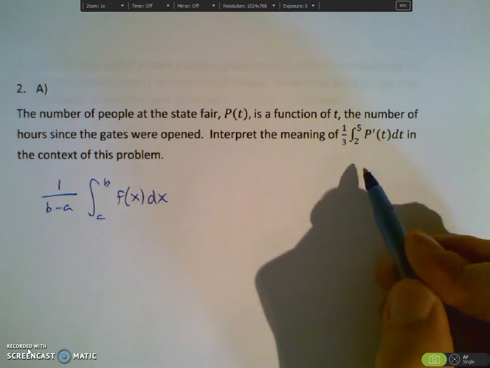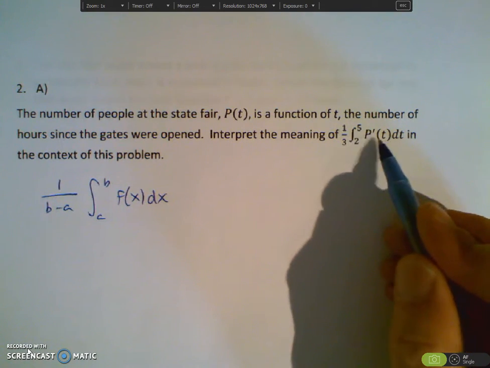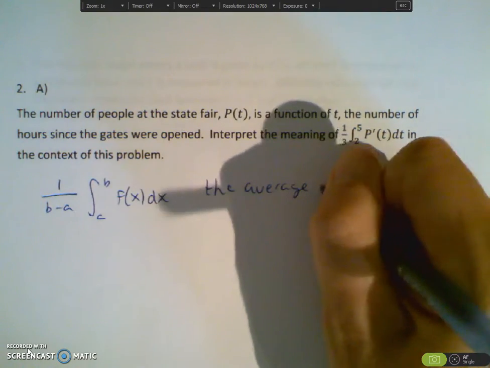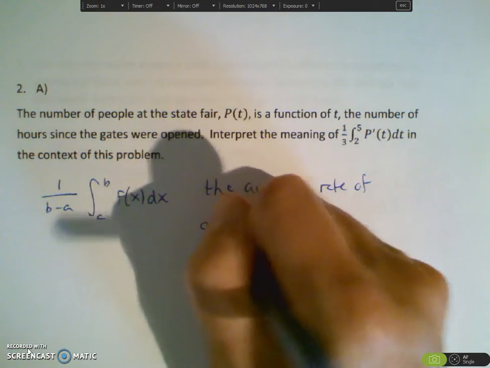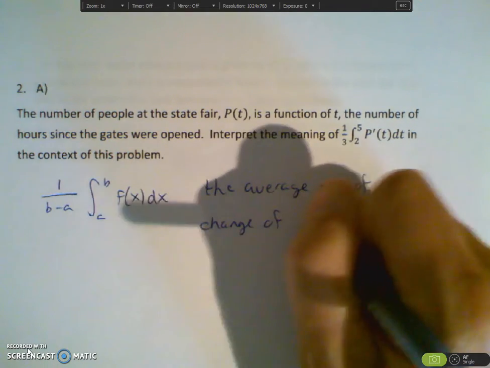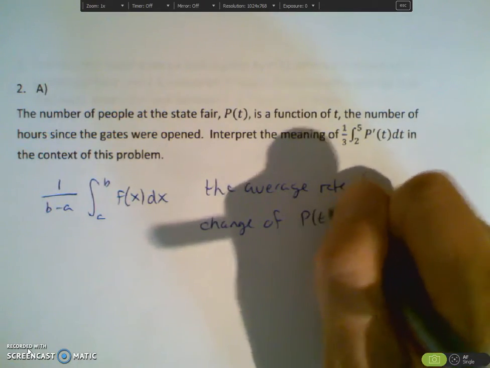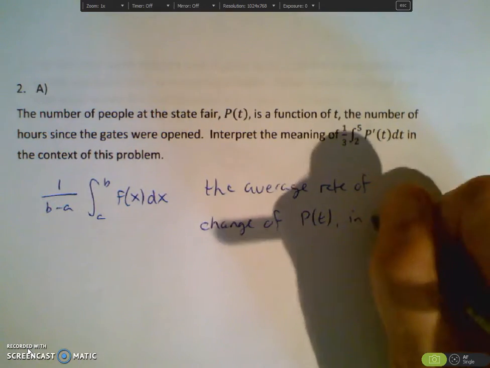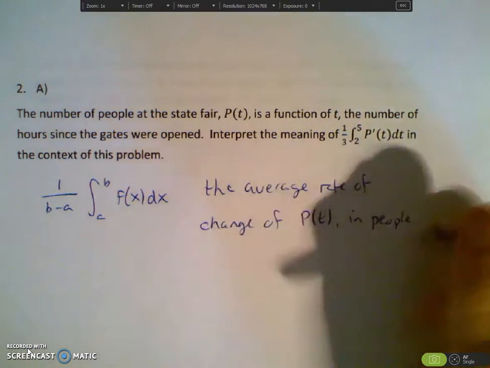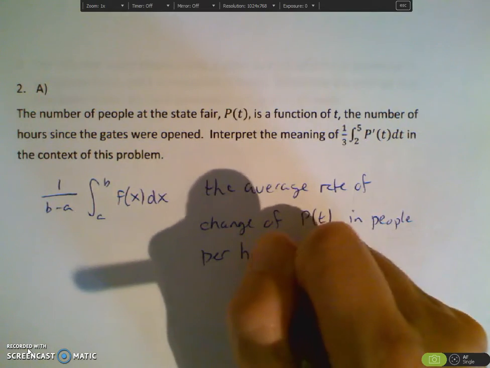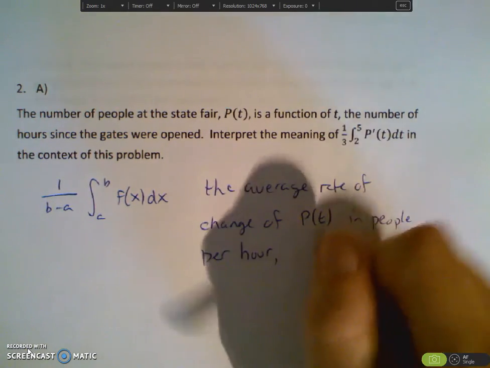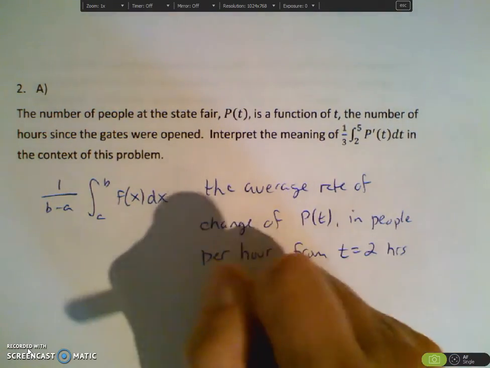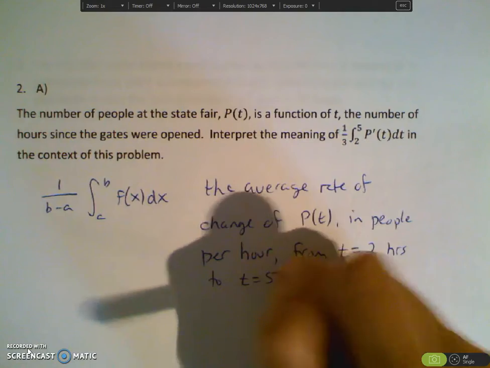So I'm finding the average rate of change of P of t in people per hour. Notice that those are rate units, from t equals 2 hours to t equals 5 hours.